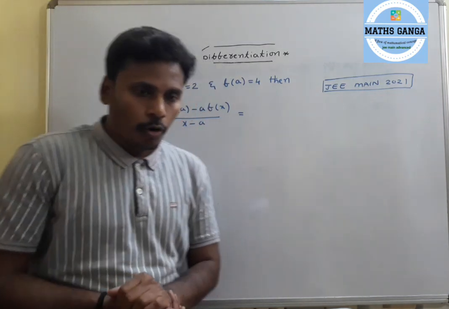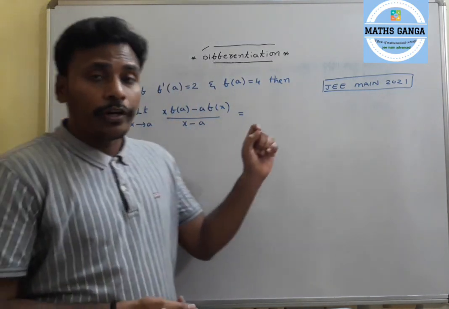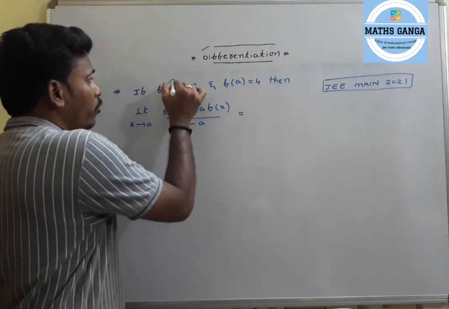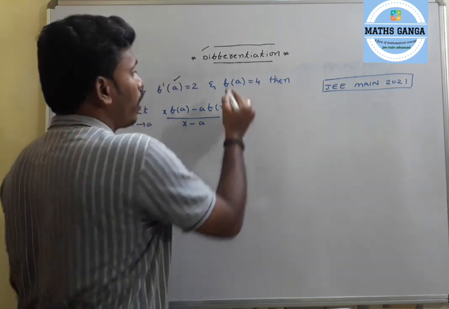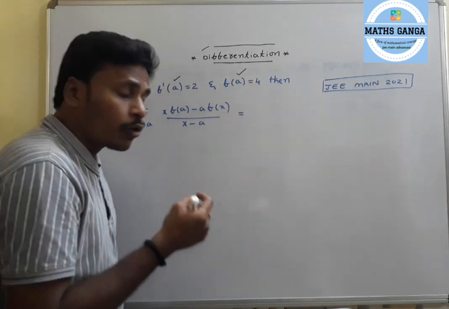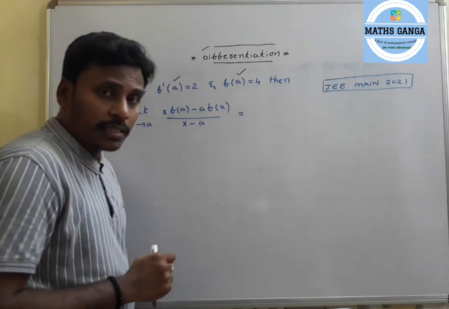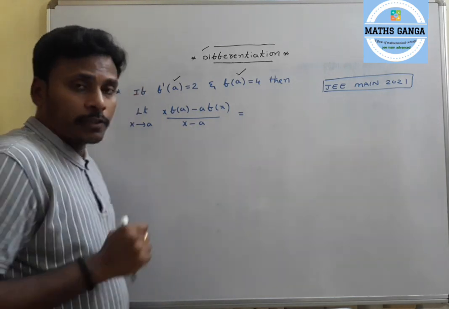Okay, right. Now look at the problem. See, it's a JEE Main 2021 problem from differentiation. See, f dash of a is equal to 2 is given, f of a is equal to 4 is given, and the question is about finding the limit as x tends to a of x into f of a minus a into f of x by x minus a.